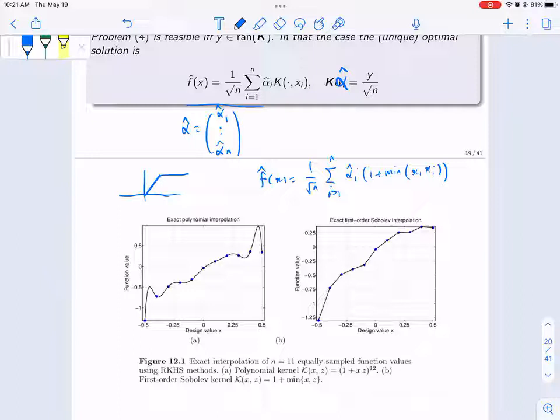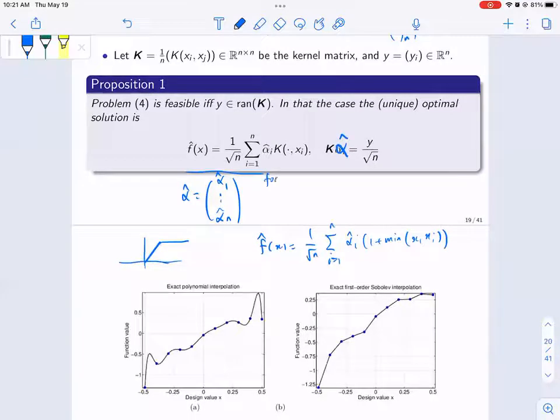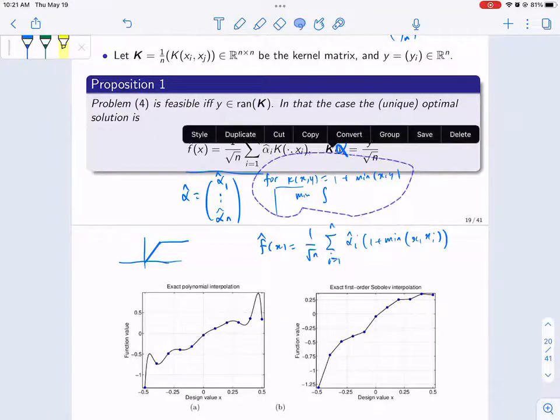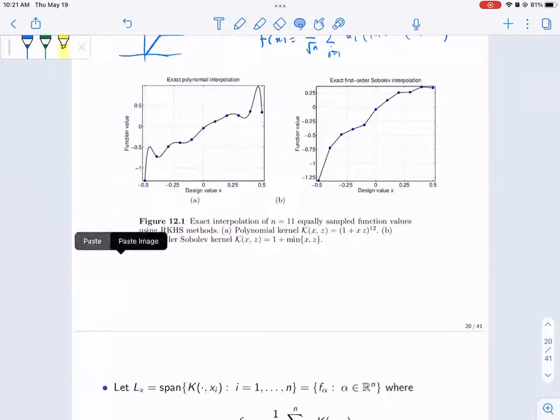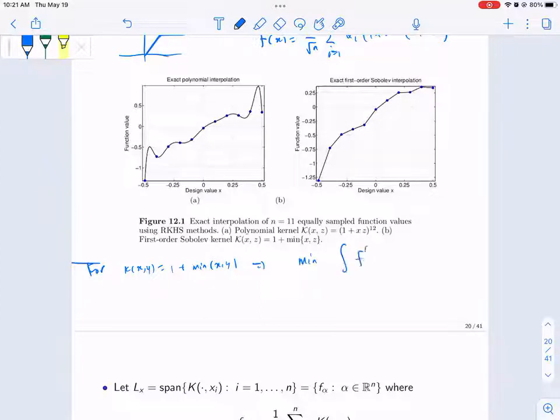So this just shows that, for example, for kernel k(x,y) being like 1 plus min(x,y), what this is saying is we are solving a minimum integral. Okay, so let's do this. So you're solving a non-trivial problem. So if the kernel is like this, the problem is: minimize the norm, which would be the integral of f prime of x squared dx from 0 to 1, over f such that f prime is in L2 of 0, 1. There is no boundary condition because of this addition of 1. We'll talk about that. And then f(x1) is equal to y1, f(xn) is equal to yn.